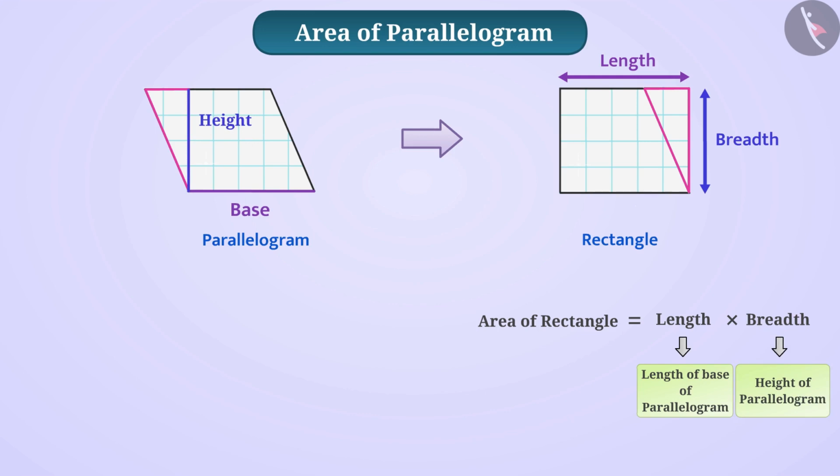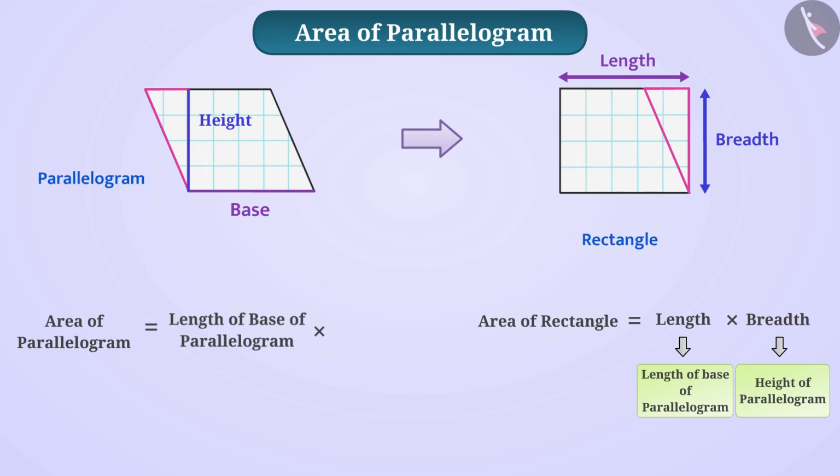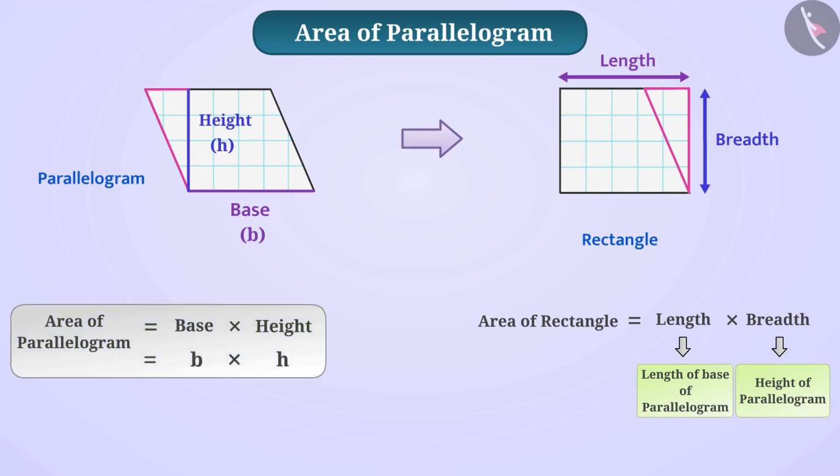Therefore, we can say that area of parallelogram is equal to length of base of parallelogram multiplied by height of parallelogram, or area of parallelogram is equal to base multiplied by height. If we consider length of base of parallelogram as b and height of parallelogram as h, then we can write area of parallelogram is equal to base multiplied by height. With the help of this formula, we can easily find out the area of parallelogram.